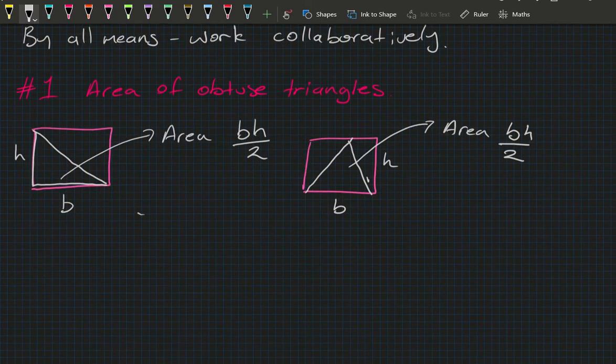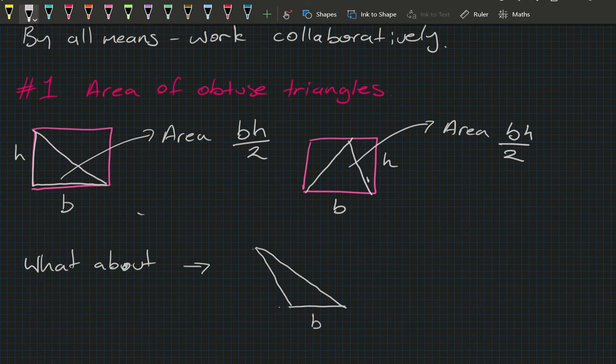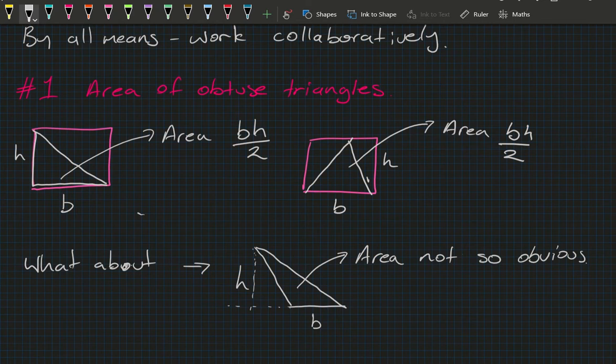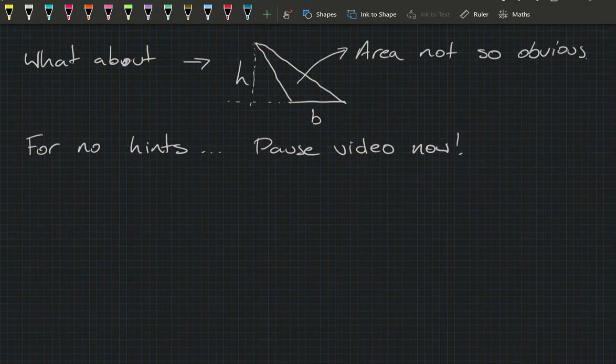But what about a triangle that is obtuse and has a base of b and a height of h? This area is not so obvious. So this challenge will be all about working out this area. If you don't want any hints, I suggest you pause the video now. For the rest of you, let's move on to part A, where I'm going to paste in that triangle.